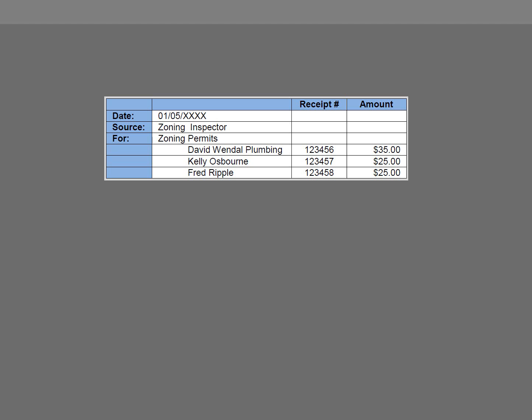Here's an example of our zoning inspector turning in daily receipts to the fiscal officer. These receipts would be accompanied by a duplicate bank deposit ticket. The zoning inspector wrote receipts to each person that gave him money as indicated by his receipt book numbers. Then he deposited the money and turned the documentation in to the fiscal officer.